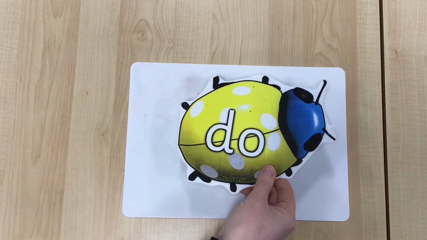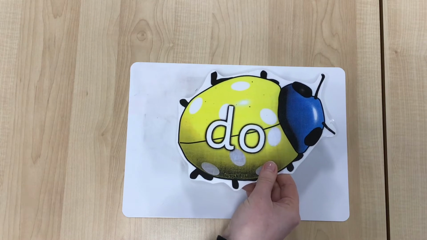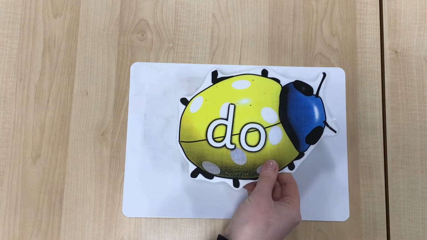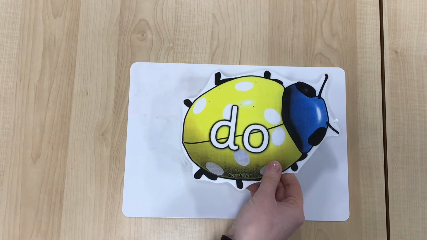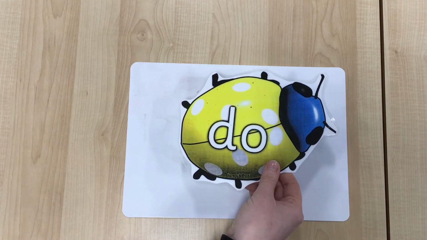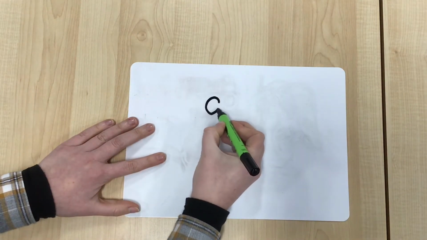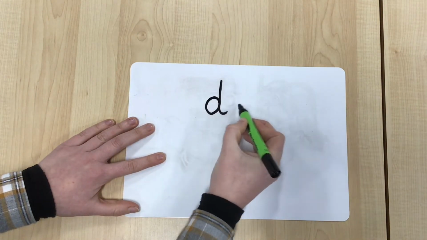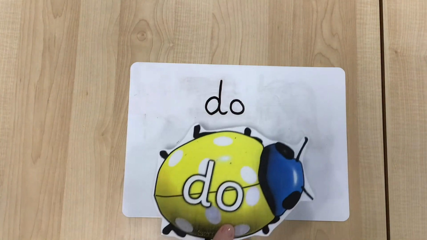Do you know what this one is? Yeah, it's do. And what's tricking us? It's the same as in two, isn't it? It's the O, it's making an oo sound. It's a D and an O and it says do. Let's have a go at writing. Okay, let's check it. Brilliant work.